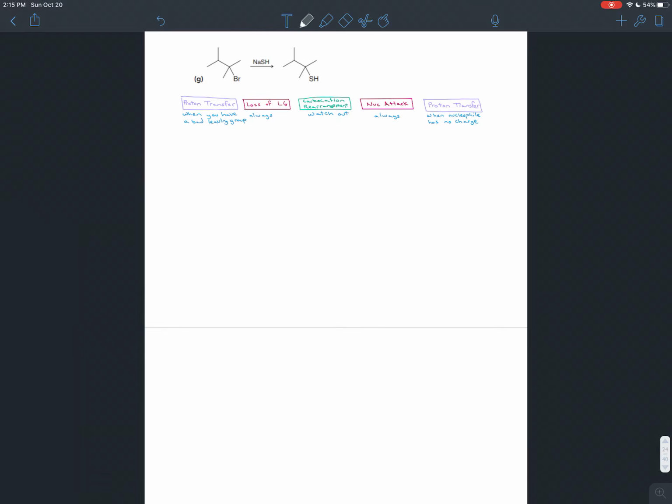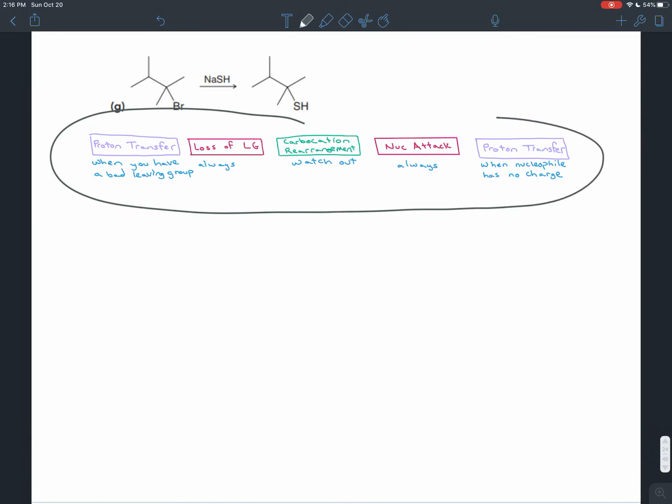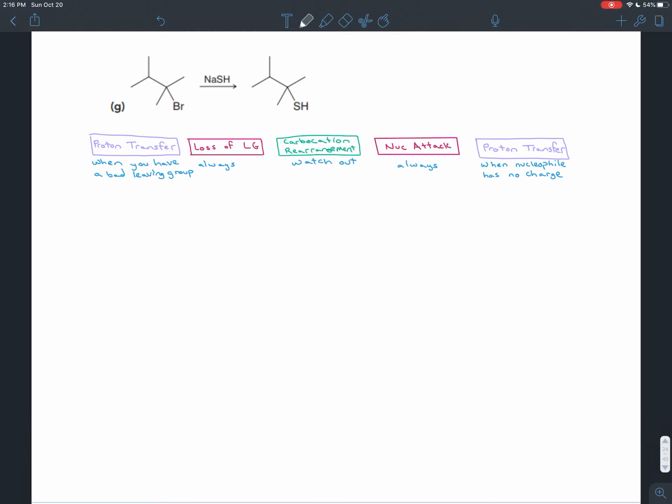In this video, we'll finish off exercise 721, where we're trying to draw the full, complete mechanism of an Sn1 reaction. And the first step, as we've been seeing, is to figure out which of these curved arrow patterns we'll be using. These are all the possible things that could happen in an Sn1 reaction.